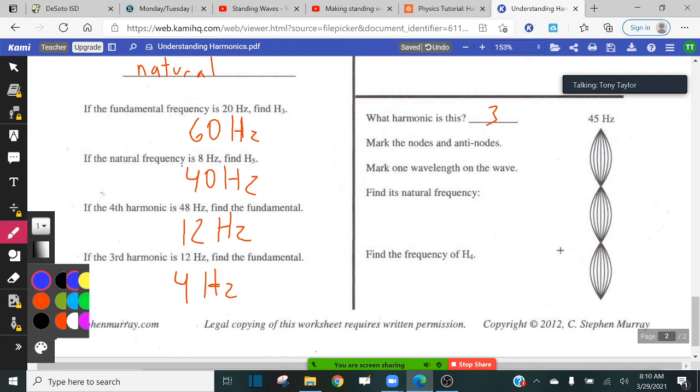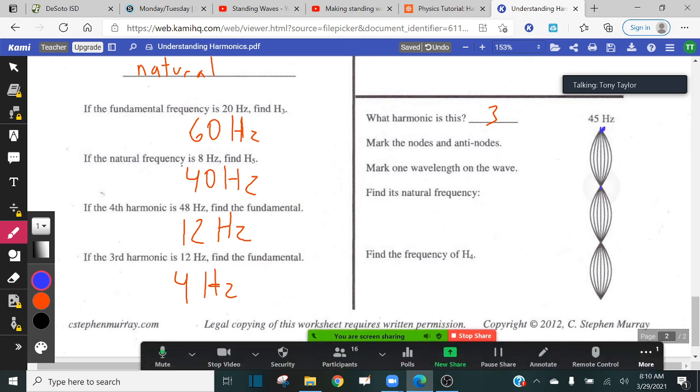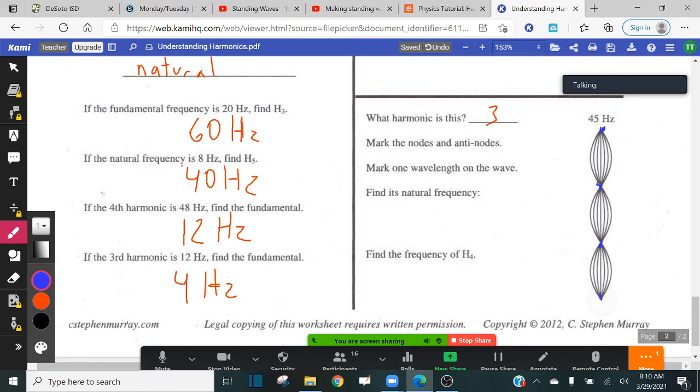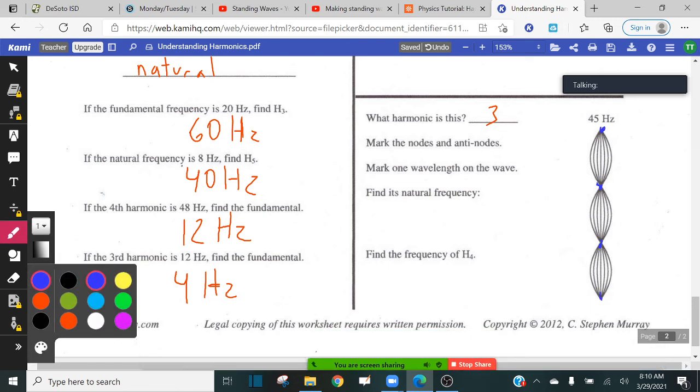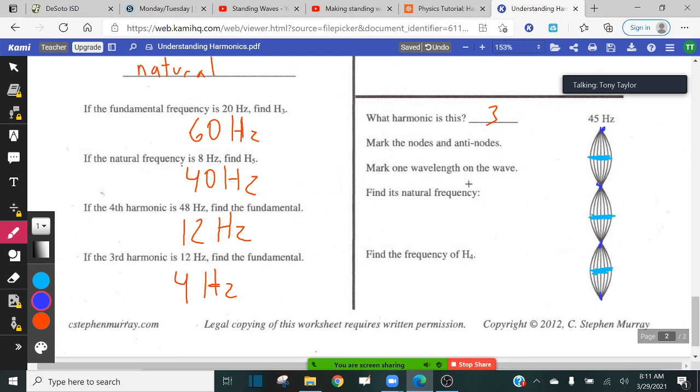Mark the nodes and the antinodes. Well, the nodes are right here. And then these points right here are antinodes. So that's an antinode, that's an antinode, and that's an antinode. I'm not going to worry about marking one wavelength because that's not going to be on the assignment.